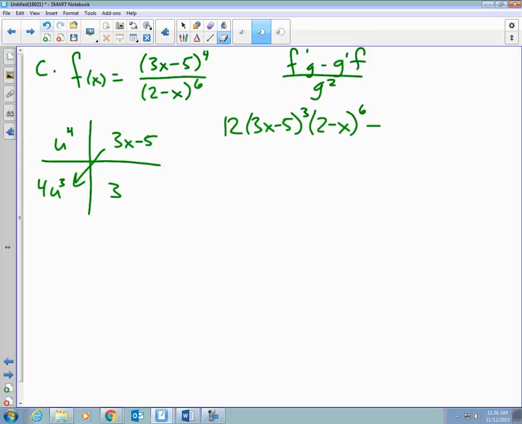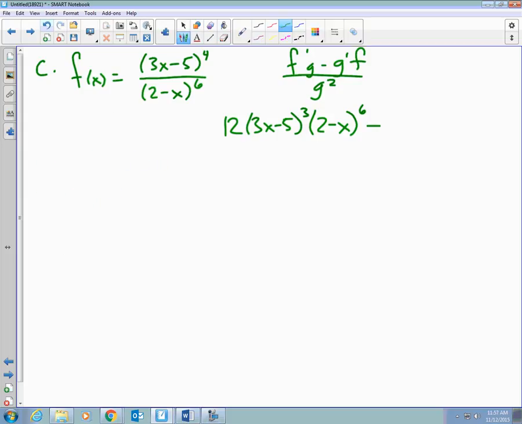Okay, now I got to take the derivative of the bottom. How do you take the derivative of the bottom? Chain rule. Try to do it without writing out the boxes. What's the derivative of the inside? -1. What's the derivative of the outside? 6u to the 5th. So therefore it will be -6u to the 5th.